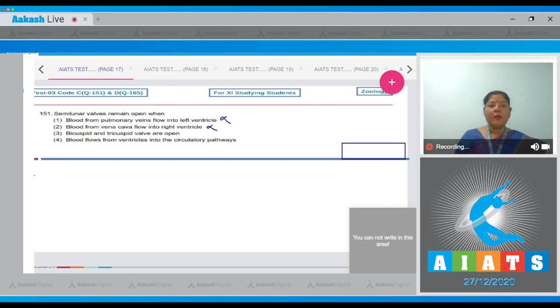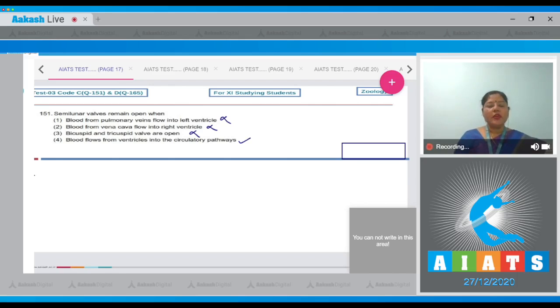Option number 3, bicuspid and tricuspid valve are open. This is also incorrect because at this time semilunar valves are closed. Option number 4, blood flows from ventricles into circulatory pathways. This is correct.